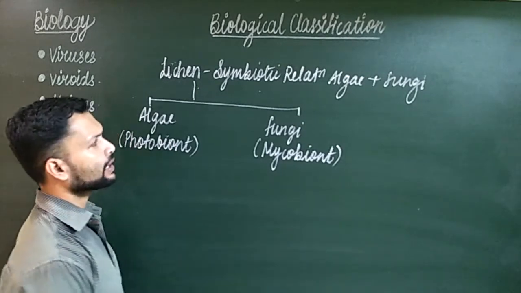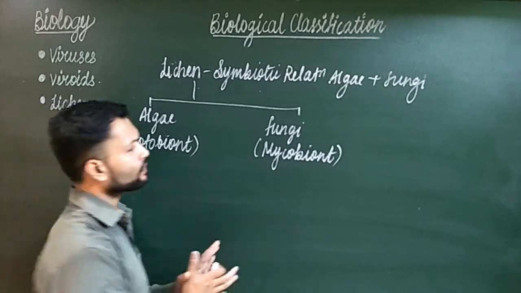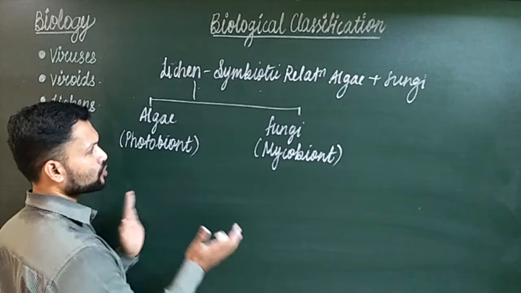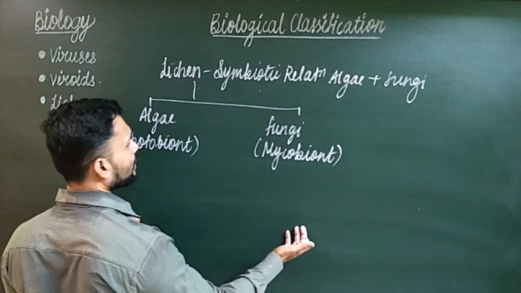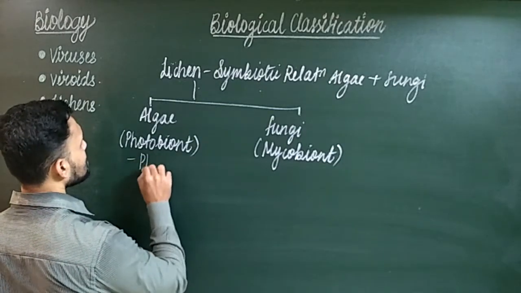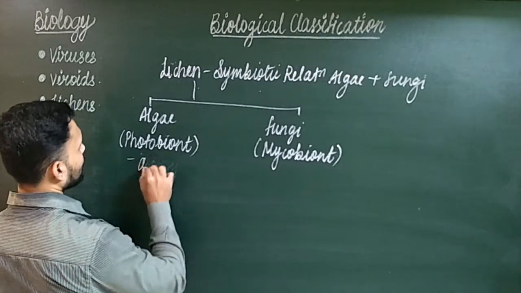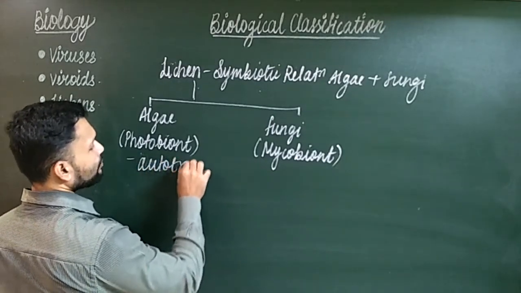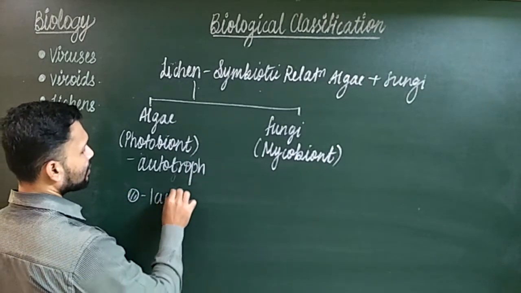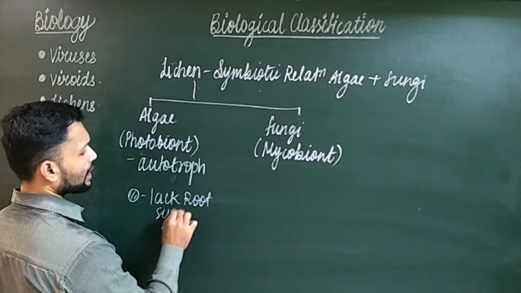Now look, both have their own advantages and disadvantages. There are some plus points and some minus points in algae, and some plus points and some minus points in fungi. But through association, the drawbacks of both organisms are overcome. The advantage here is that algae are photosynthetic, meaning autotrophs; they can prepare their own food. But what's the problem here? They lack a proper root system for absorption of water and minerals.